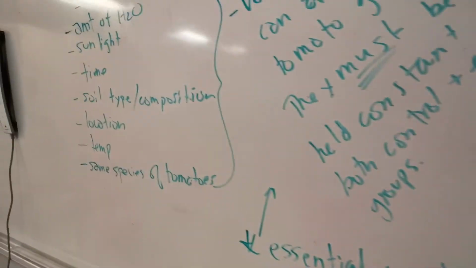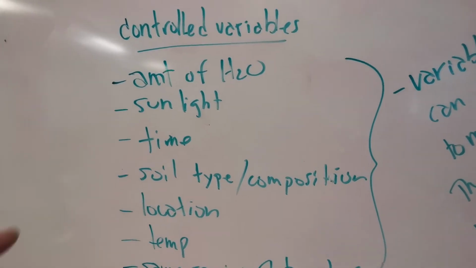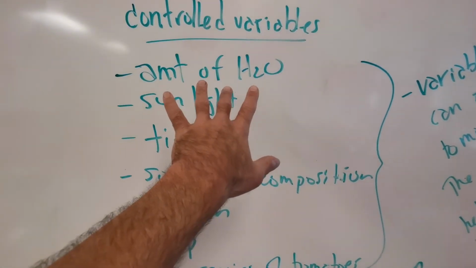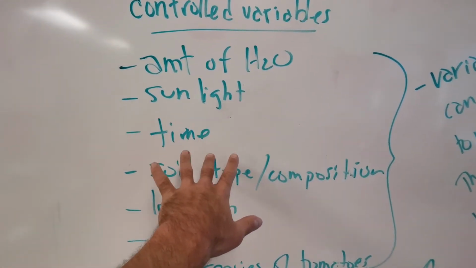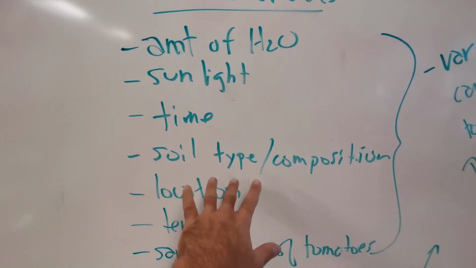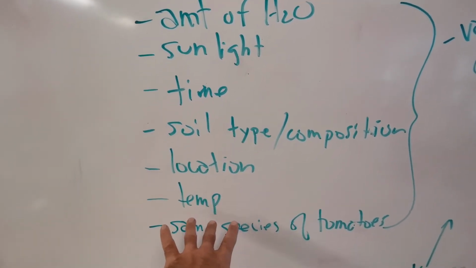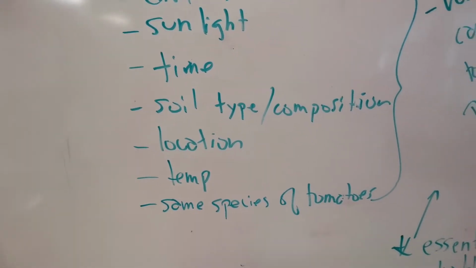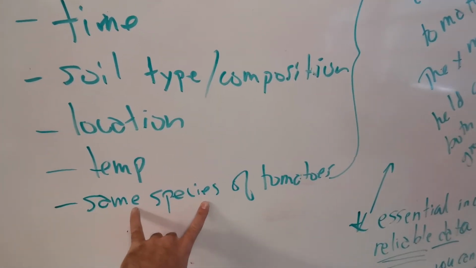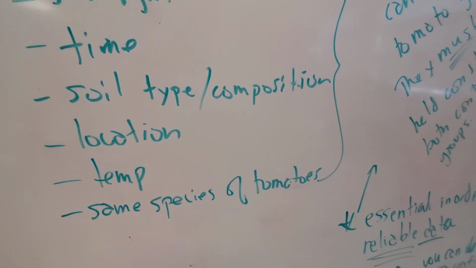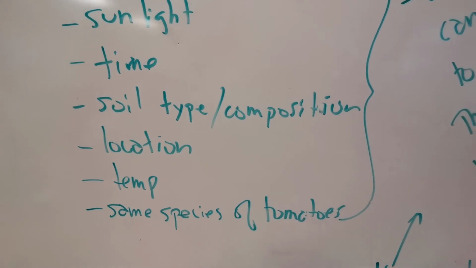So what could affect tomato growth? We have to brainstorm. We're going to have the amount of water, sunlight, time, soil type and composition, the location, temperature, and species of tomato. We don't want to have cherry tomatoes and heirloom tomatoes. On their own, they grow to be different sizes.